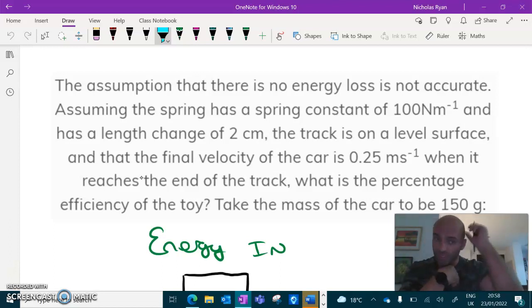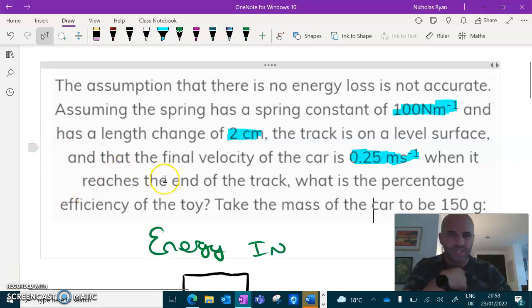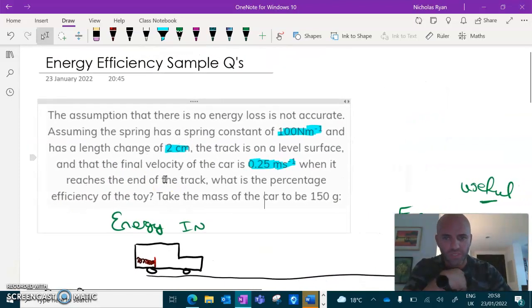The assumption that no energy loss is not accurate, assuming that a spring has a spring constant of 100 newtons per meter, and a change in length of 2 centimeters. The track is on a level surface, and the final velocity of the car is 0.25 meters per second when it reaches the end of the track. What's the percentage efficiency of the toy? So that was all the information that was in the question she sent me.